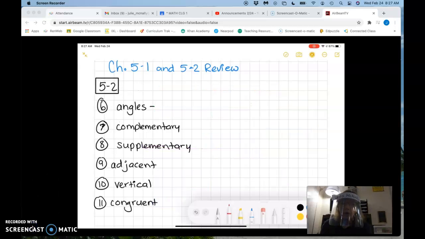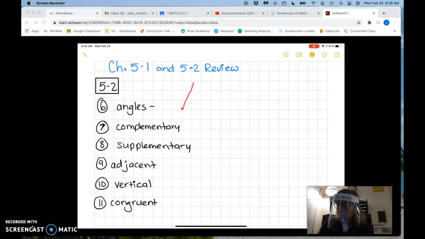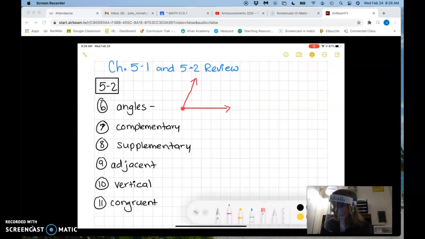All right, so section 5.2 is all about different kinds of angles. So an angle, remember, is just 2 rays that are joined together by a common vertex. And that vertex is going to be that point where the 2 rays meet. So let's label that little vertex.